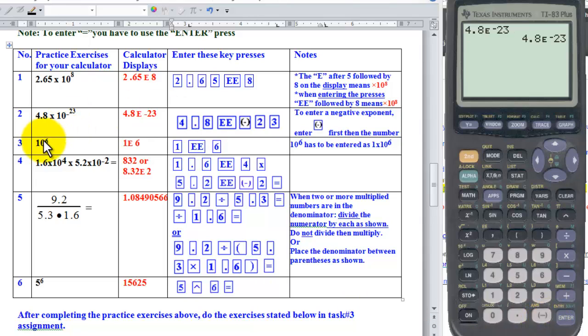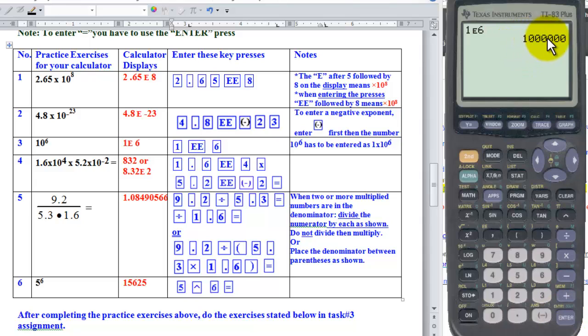Okay. For 10 to the power 6, the way to input into your calculator is 1e6. It's not 10e6. So we're looking at the third operation here. Now remember, when you enter 1e6, this means what? This means 1 times 10 to the power 6.